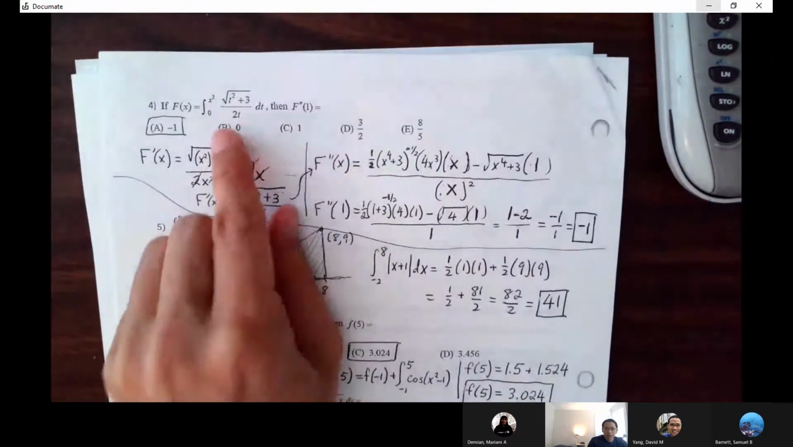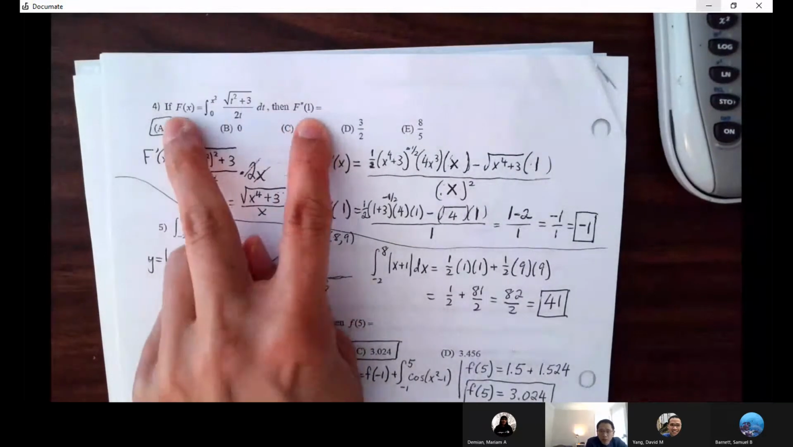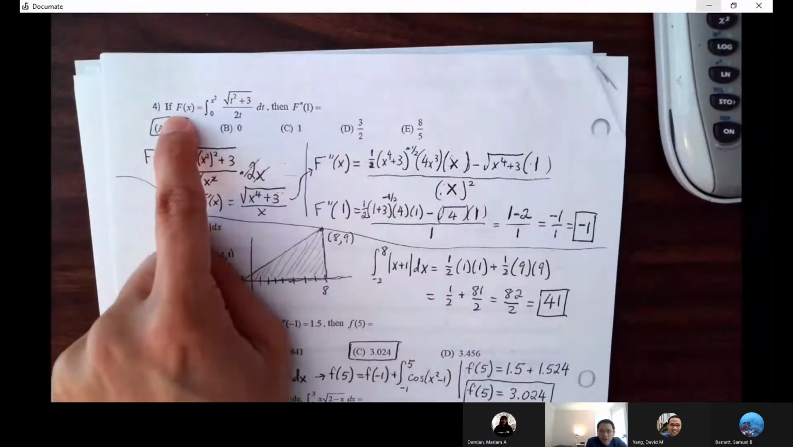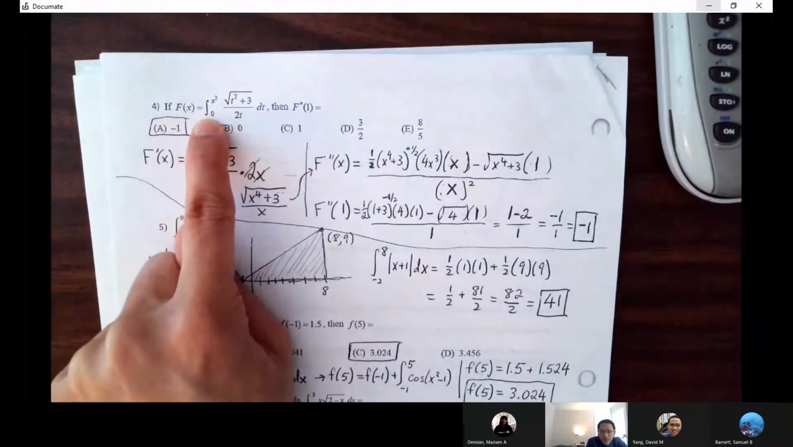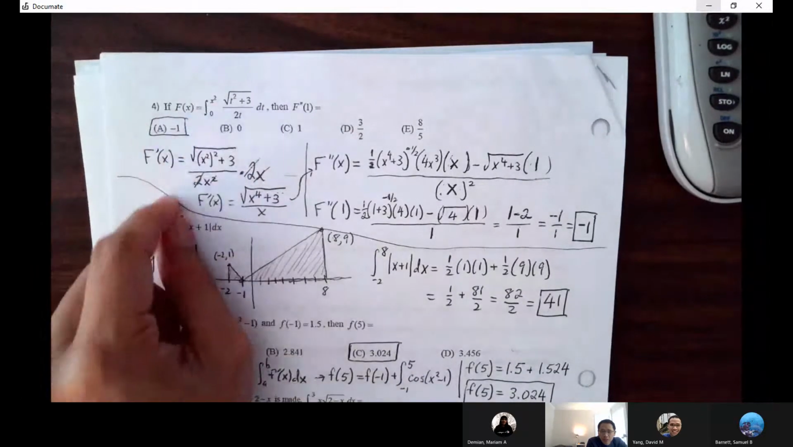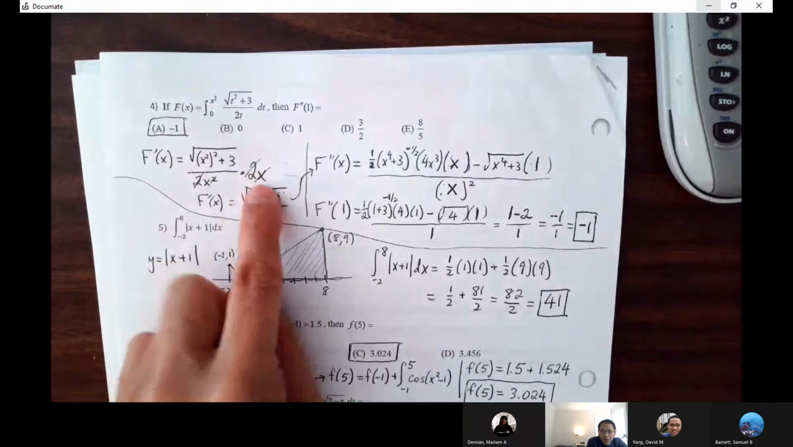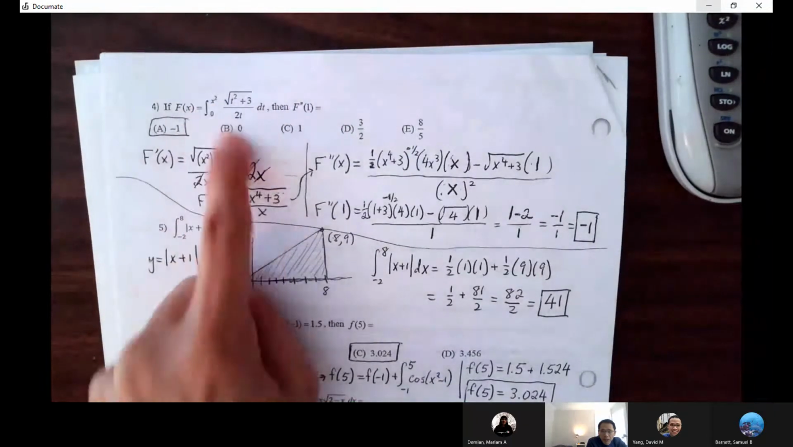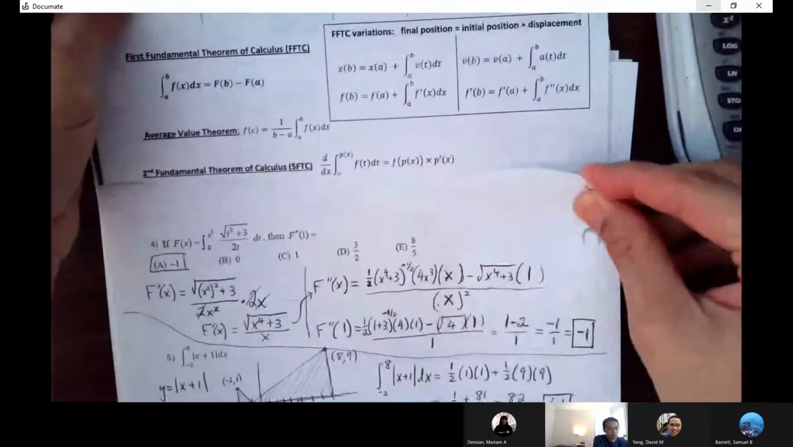It says find f double prime at 1, which means we got to go through the derivative twice, right? So to get f prime, notice that this is set up as a definite integral. So to get f prime, we only need to apply second theorem. So second theorem just says insert the x squared into the variable, and then multiply by the upper bound's derivative.